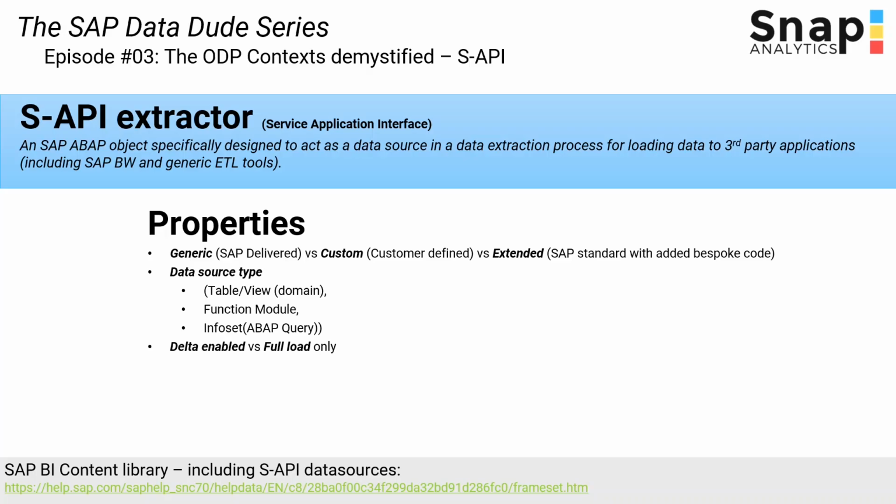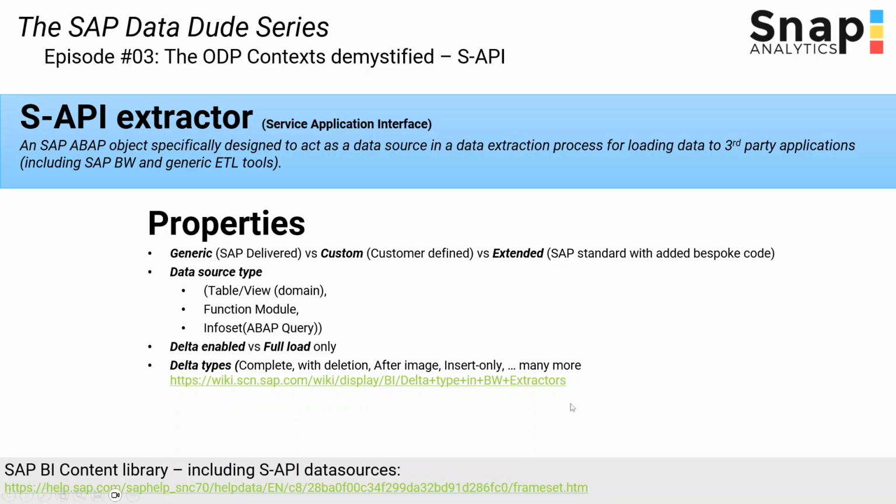Other properties are around the delta mechanism, so whether it's delta enabled and what kind of delta is used for this data source. There are many different kinds of delta. I'm not going to go through those all, but I will post this URL in the description below. There are hundreds, if not thousands, of data sources available in a SAP system. It's quite difficult to find the documentation actually, but I dug out a link here, which I will also put in the description below.